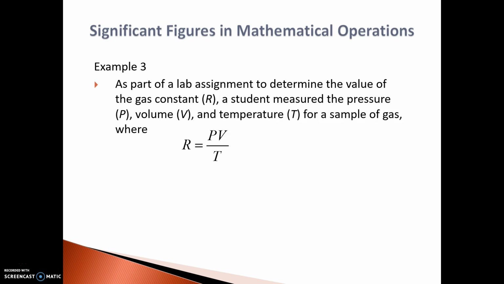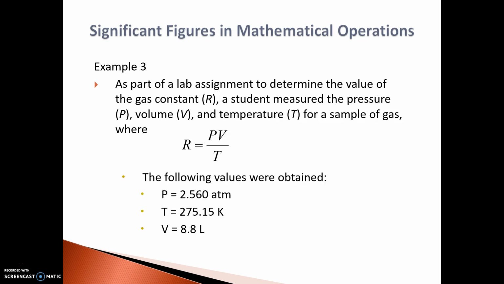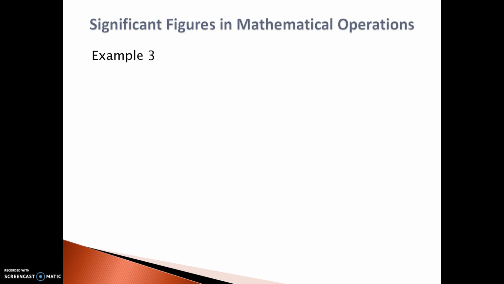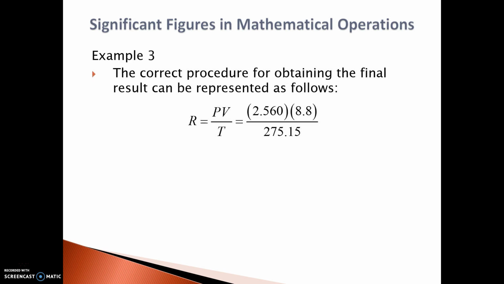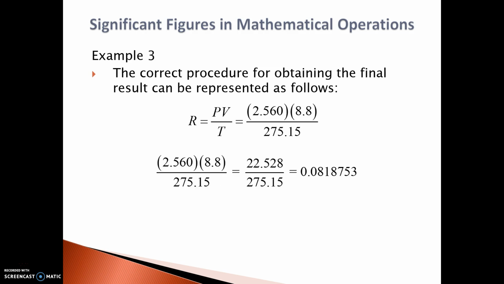Let's look at a final example. As part of a lab assignment, someone was trying to determine the value of the gas constant R, and to do that they measured the pressure, volume, and temperature of a gas, and they have the mathematical relationship between these variables. The measurements are listed on your screen below, and we need to calculate R to the correct number of significant figures. So first, we're going to input the measurements into the mathematical model and then begin to solve for R. First, we multiply the numerator, and the result is 22.528.